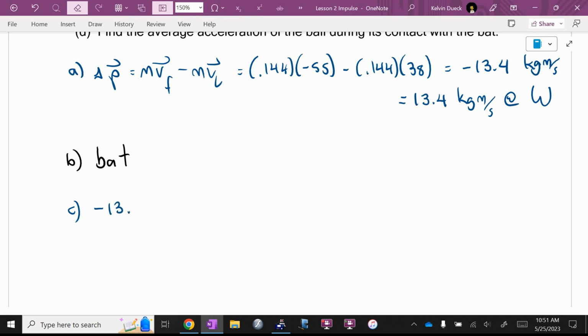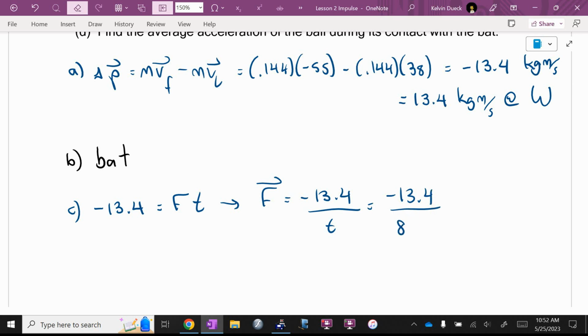Negative 13.4 equals force times time. I can get the force by itself in one step. In fact, Ryan, how would I get the F by itself? It's going to be negative 13.4 divided by 8 milli is 10 to the what? It's on your green sheet. Negative.